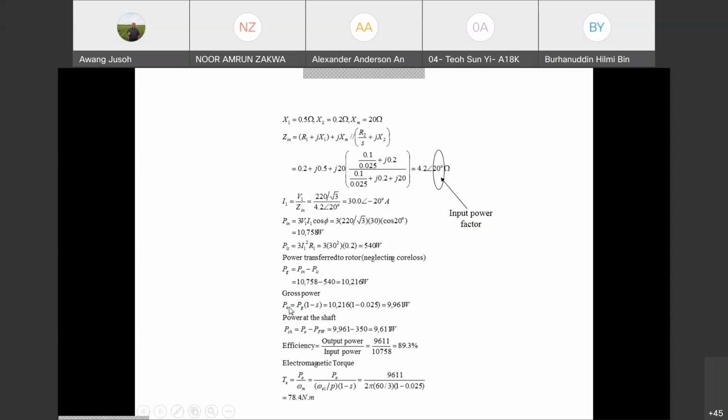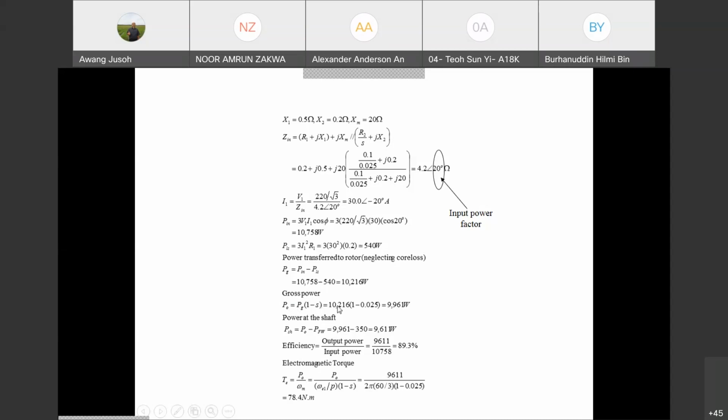PM, or P, here uses the symbol P out. So, previously we used PM, but in this slide we use P out. P out is equal to PM in this case. The PM equals 1 minus S times PAG.